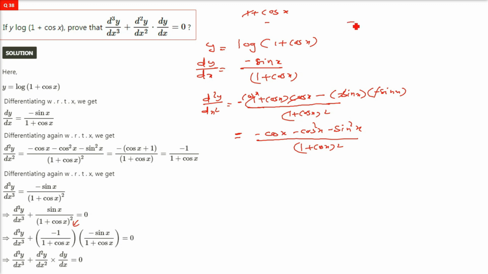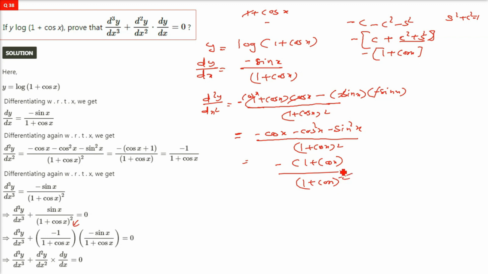Now you see, minus cos x minus cos square x minus sin square x, I am writing in short. So I am taking negative outside, it will be cos plus cos square plus sin square. Now cos square plus sin square is equal to 1. This is going to be 1. So 1 plus cos x, negative sign here. So the numerator is nothing but negative 1 plus cos x divided by 1 plus cos x whole square.